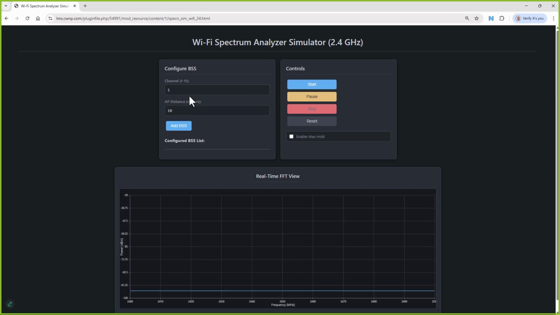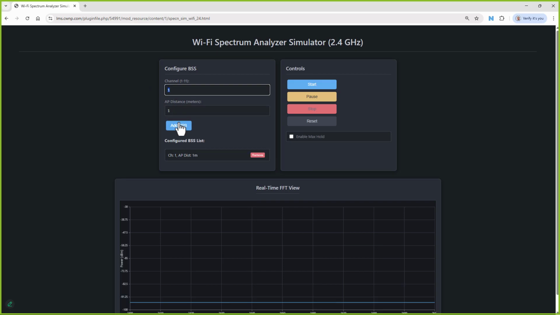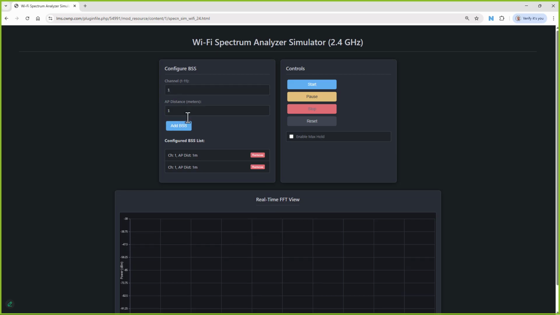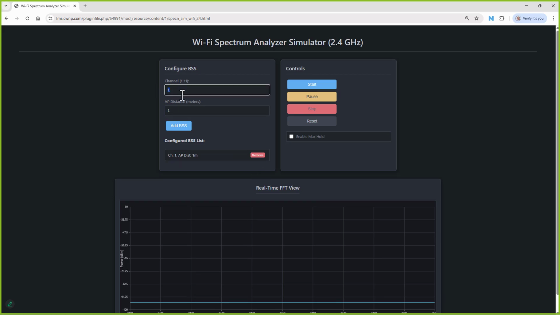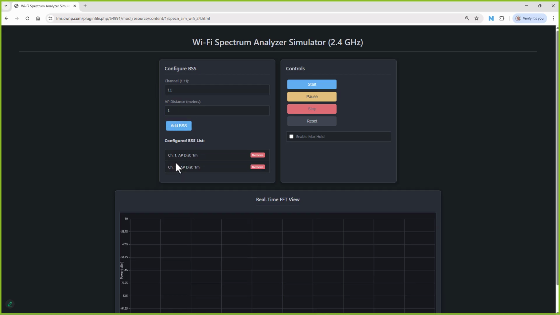Let's see. I'm going to put my APs really close to represent what you might call co-located APs. So they're 1 meter apart. I'm going to put one on channel 1, and I'm going to put another one on channel 1. I didn't mean to do that. Let me remove that. I'm going to put the other AP on channel 11. Okay. So I've got an AP on channel 1, 1 meter away from my simulated spectrum analyzer, and I've got 1 AP on channel 11. So that's about as separated as you can get, right?